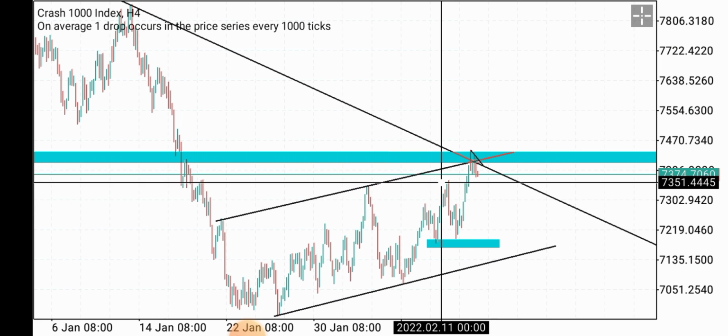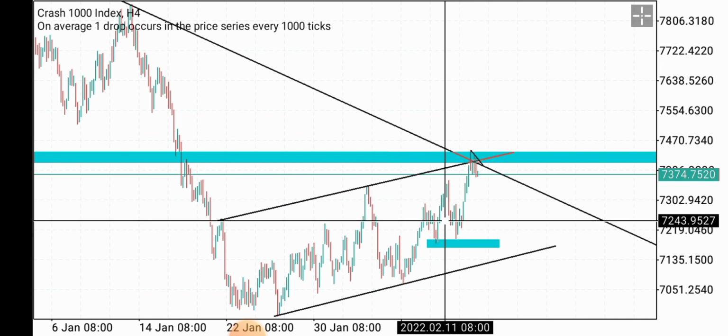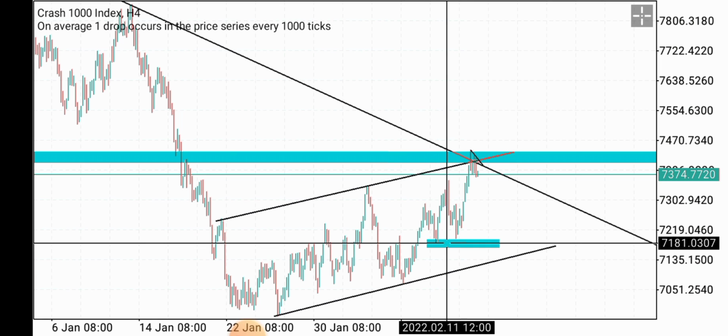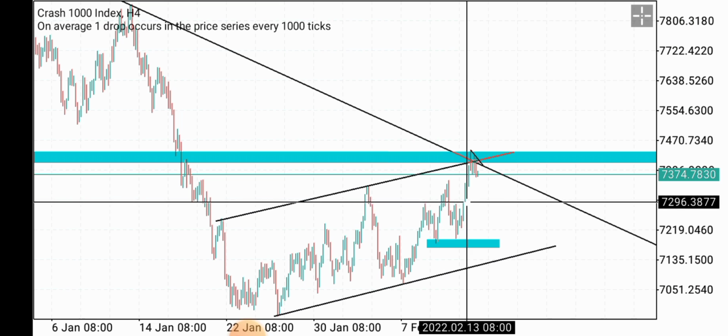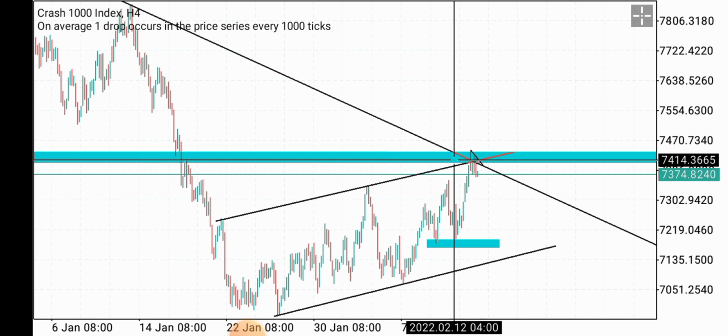Price actually came up, reached here, but didn't make it to this zone. So I was watching, price reversed back and then came to this measure, a minor support here. I was watching and it came up. When it came up, it finally reached the zone here. That's where we saw the rejection candle.